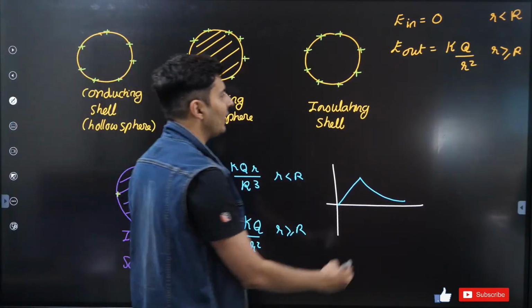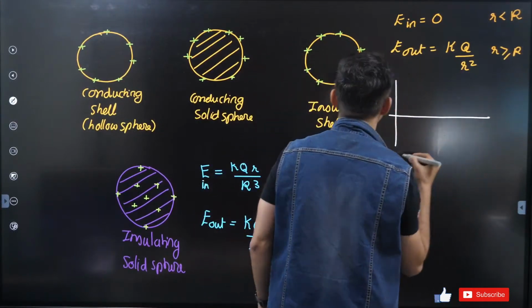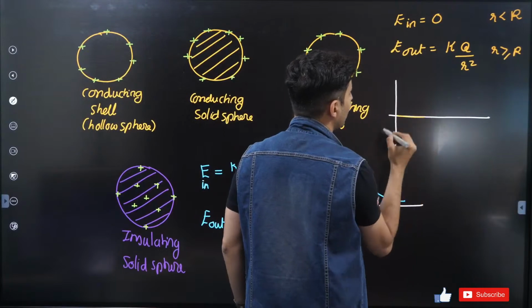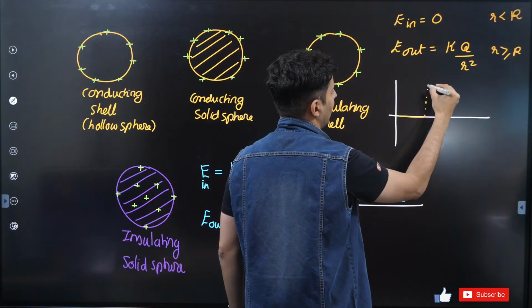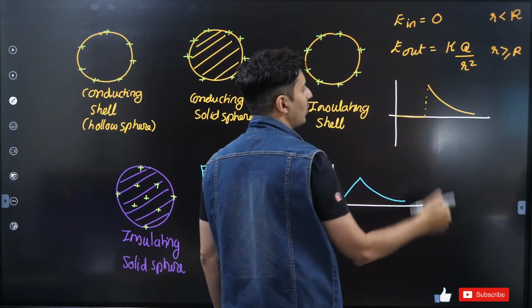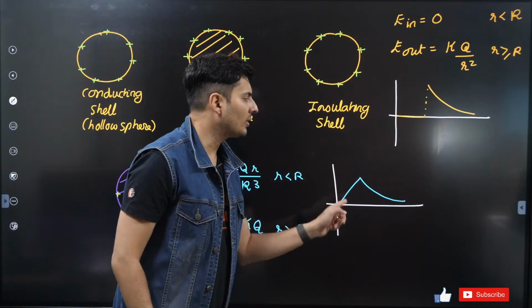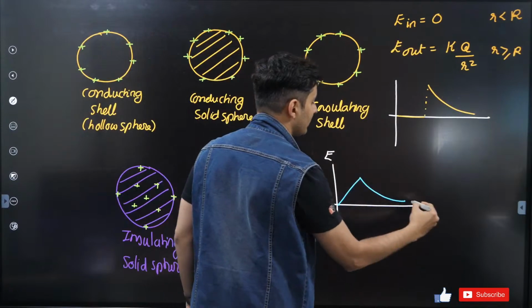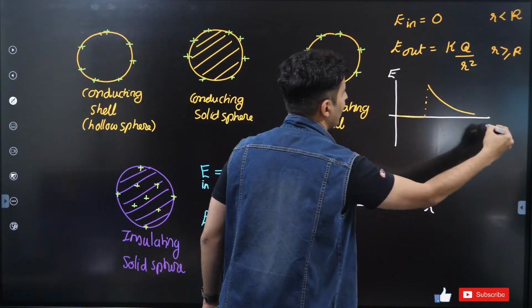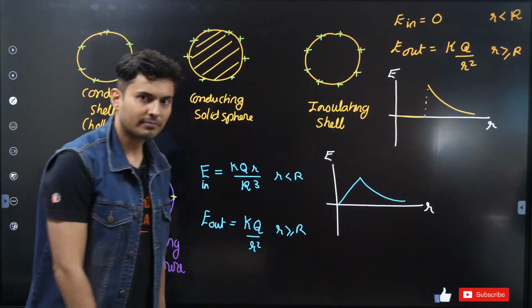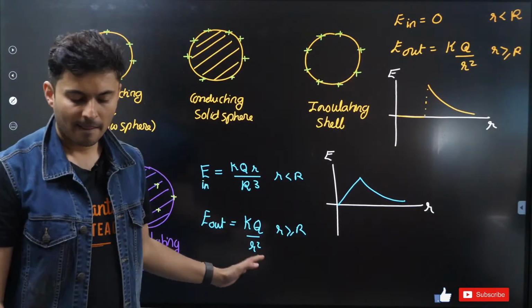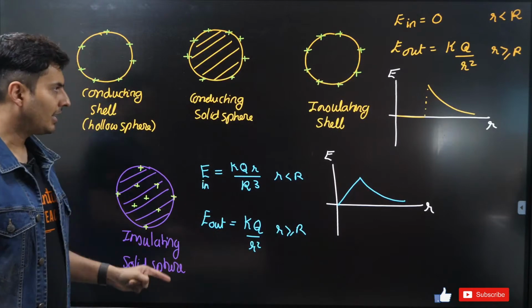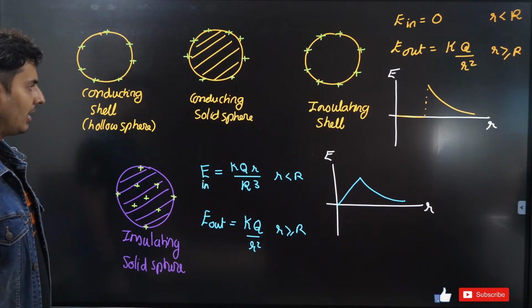If you draw it for this one, how will the field diagram look? There is no field inside, so it's 0. Suddenly it will climb up and again go down like this, proportional to 1 over r square. So this is how the graph of electric field will look with respect to the distance from the center. Very, very crucial. Understood now? Understood everyone? Perfect? Excellent. Great.